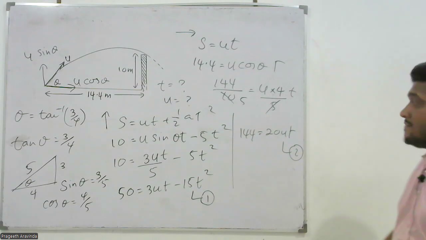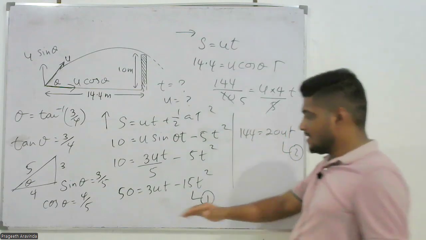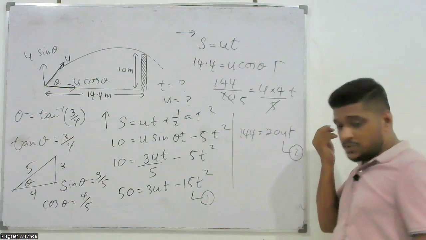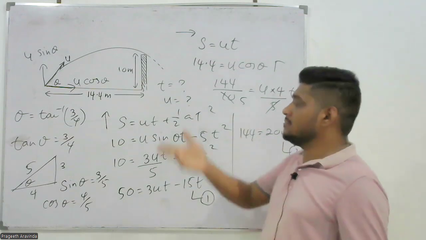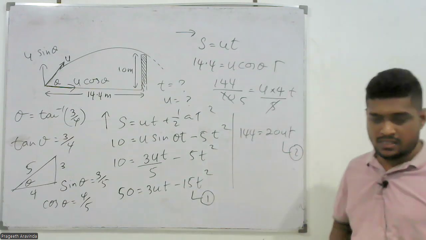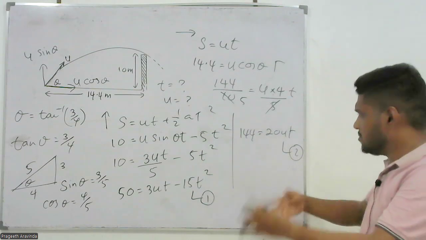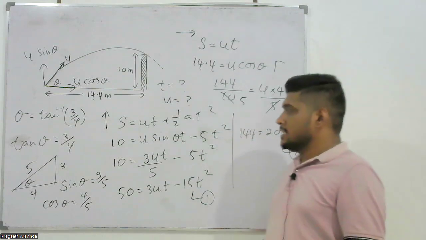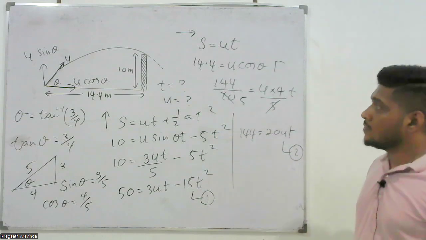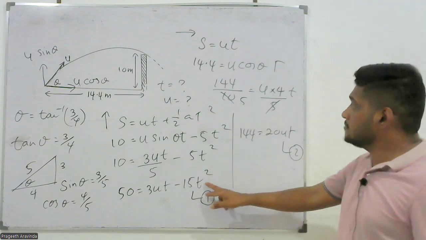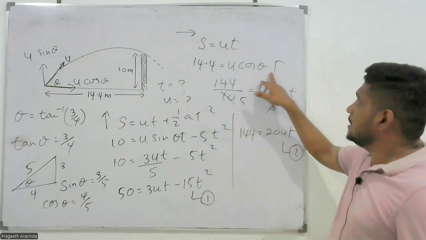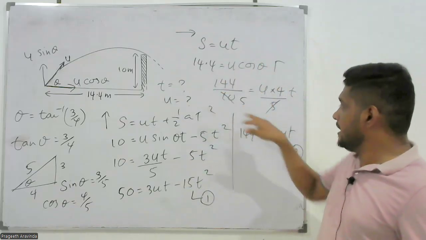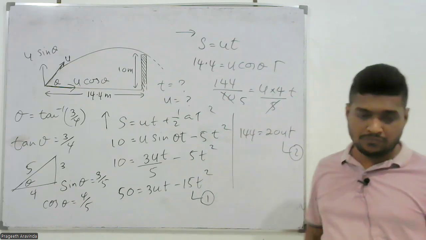Now you have two equations, this one and this one. Both u and t are variables. You can do any substitution and find the time t, and then substitute that t in any of these places.